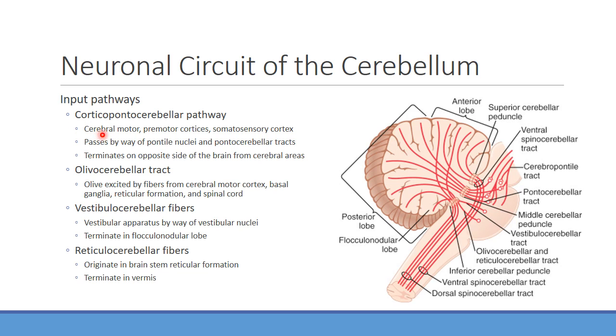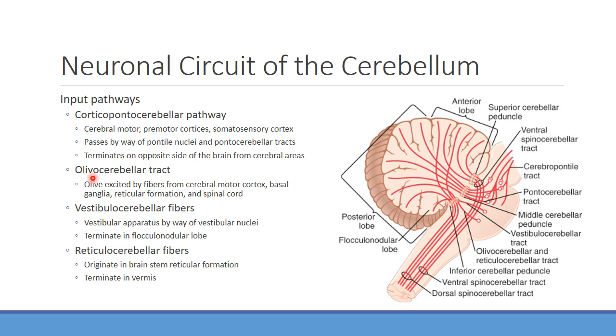Basically, this is going to be looking at the cerebral motor cortex, the premotor cortices, and also the somatosensory cortex, which are all going to be getting feedback into the cerebellum from these different sites. And basically, it's going to be passing by way of this pontine nuclei in the pontocerebellar tract. So you can kind of see that. Where's it at? See the cerebropontine tract coming down here, and this is going to be eventually feeding in here. Okay.